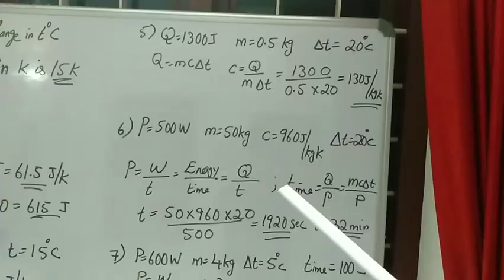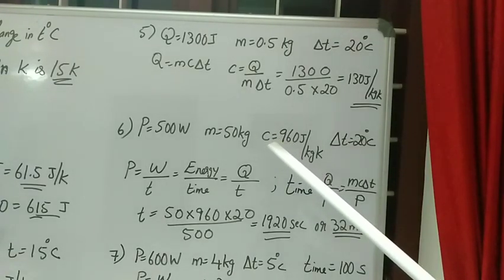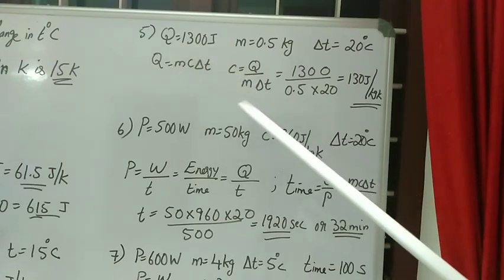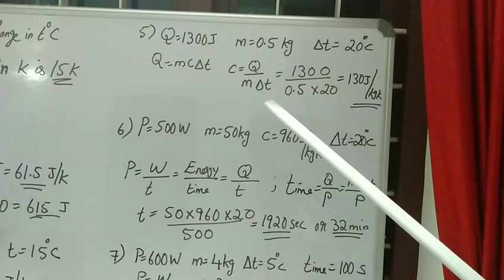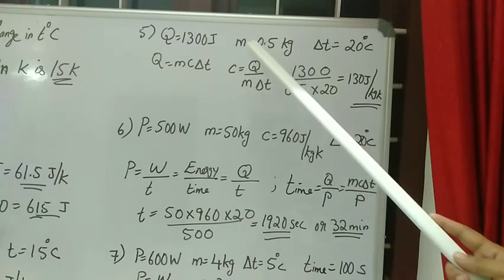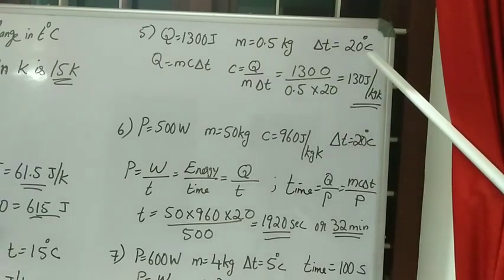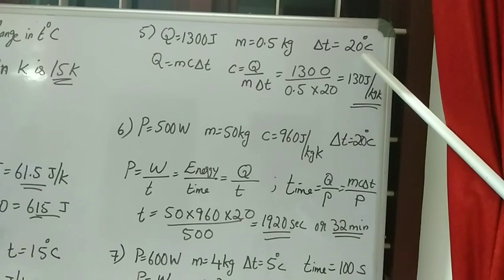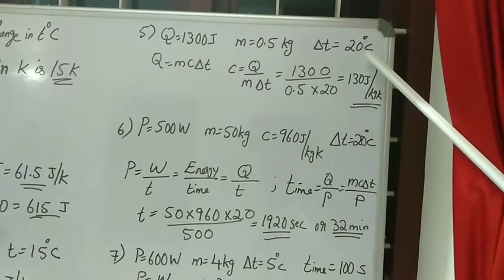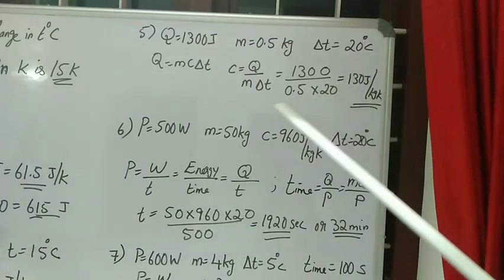You will get the answer 1950 joule. Next, question number 5. 1300 joule of heat energy is supplied, so heat energy is already given. It is to raise the temperature of 0.5 kg of lead from 20 degrees Celsius to 40 degrees Celsius. So delta T, the change in temperature, is 40 minus 20, which is 20 degrees Celsius. Calculate the specific heat capacity.